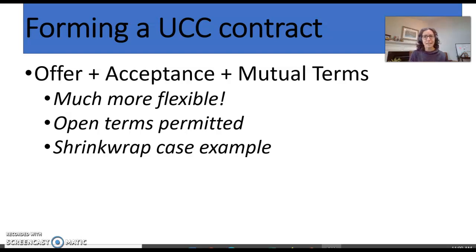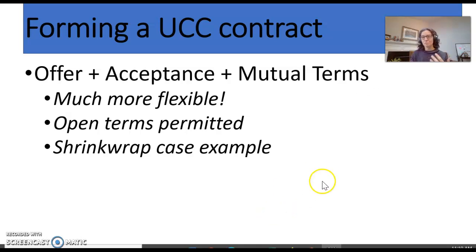And it's a really good example of the flexibility that is applied to finding the existence of a contract under the UCC. And it really shows us how different a case like that would have been if it had not fallen under the UCC. So in terms of forming a contract, the offer and acceptance, much more flexible. Almost any words or something, even your behavior could indicate acceptance. So that makes the formation of a contract a lot easier to find.